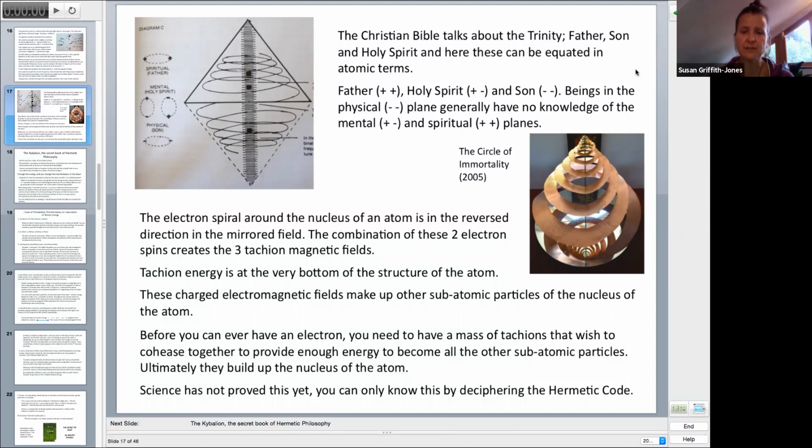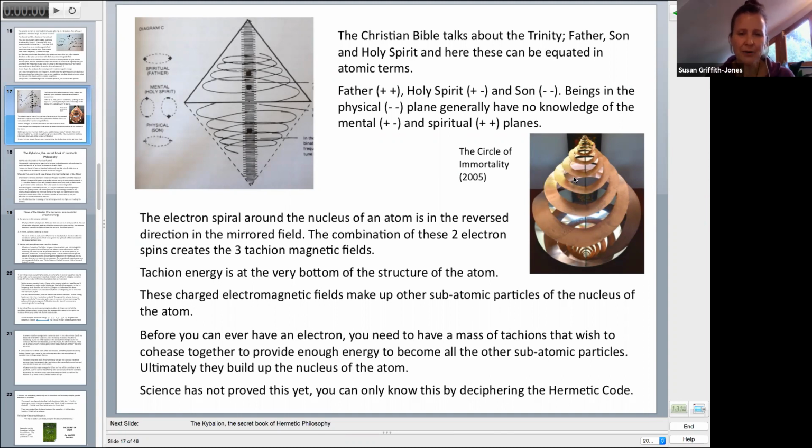Beings in the physical negative plane generally have no knowledge of the mental positive, negative, and spiritual positive planes. So again, I've put the circle of immortality picture here just to show how there's a similarity in the shape and the meaning of the shape. And I'm probably going to have to go back and revise the book that I wrote about this piece to add many new terms, but I expect that will probably come out in a new book.